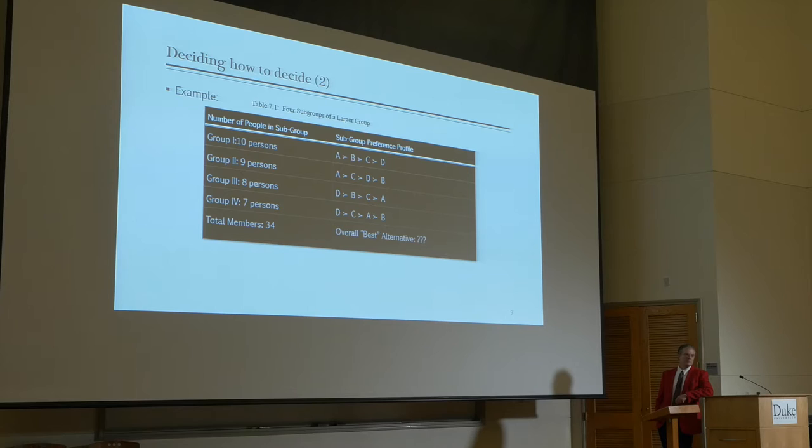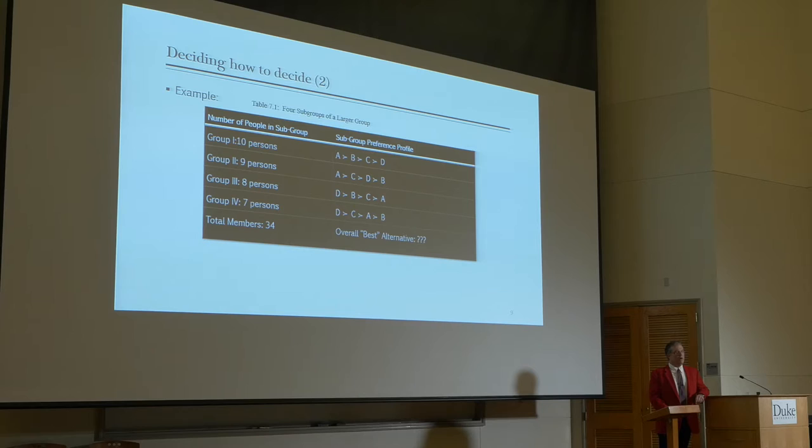Which alternative overall is best? Well, one way to figure that out is the one that was suggested by the Marquis de Condorcet himself, and that is run all the pairwise choices. There's four here, so it would take a little while. The point is that there's 19 people out of 34 who like A best. So if we vote A versus B, it's going to be 19 plus 7 is 26, and so on. So A is better than B, A is better than C, A is better than D.